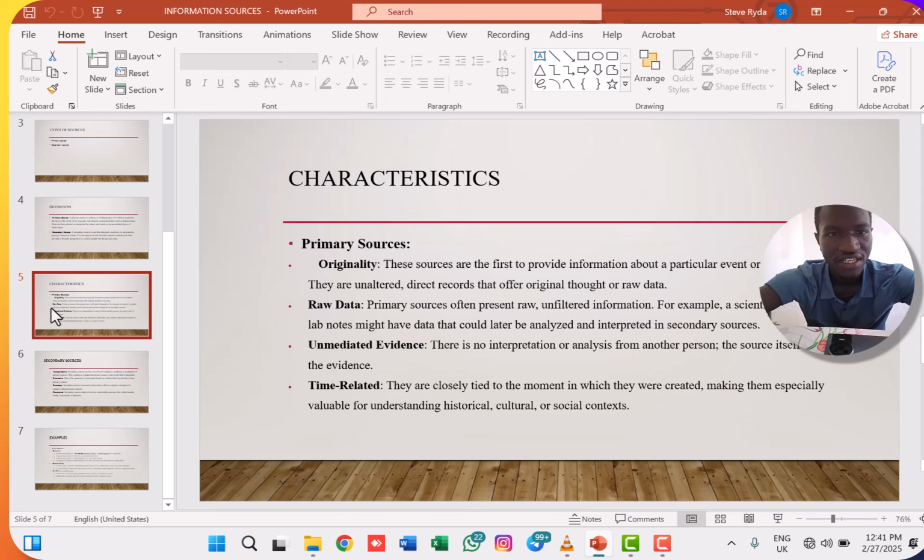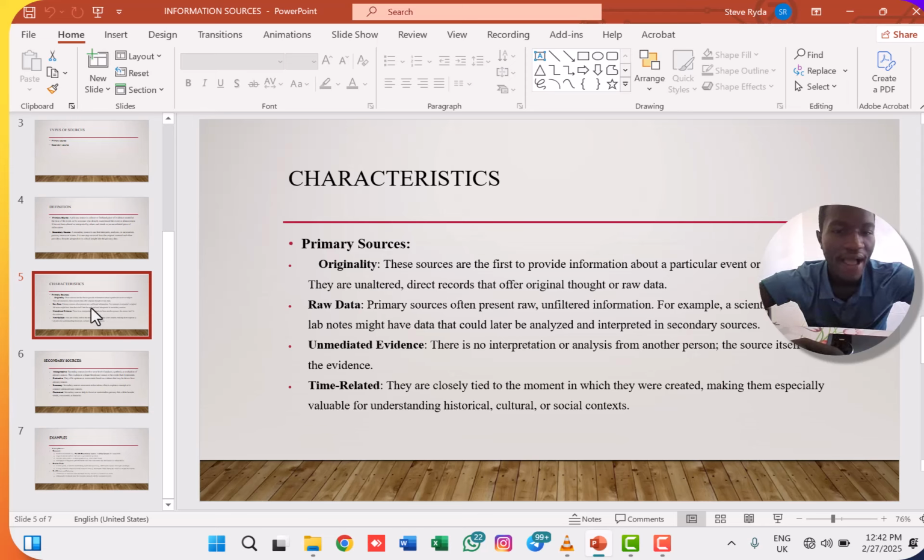Taking first-hand information, let's take primary source originality. These sources are the first to provide information about a particular event or subject. They are unaltered, direct records that offer original thought or raw data. Primary sources often present raw, unfiltered information. For example, scientists' original lab notes may have data that could later be analyzed and interpreted in secondary sources.